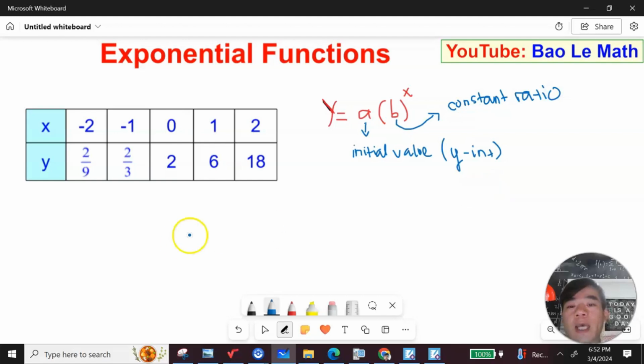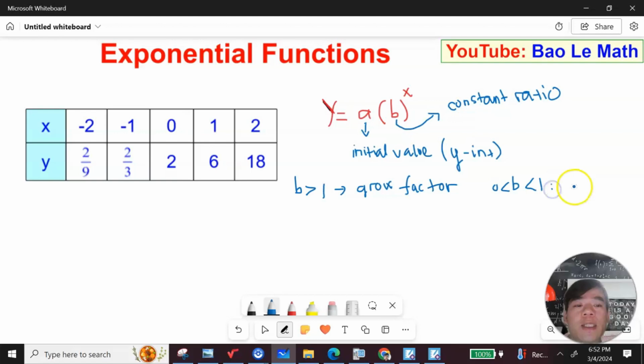Now we have two different cases. The first case, if b is greater than one, then the constant ratio is called the growth factor. If b is greater than zero but less than one, then this is called the decay factor.